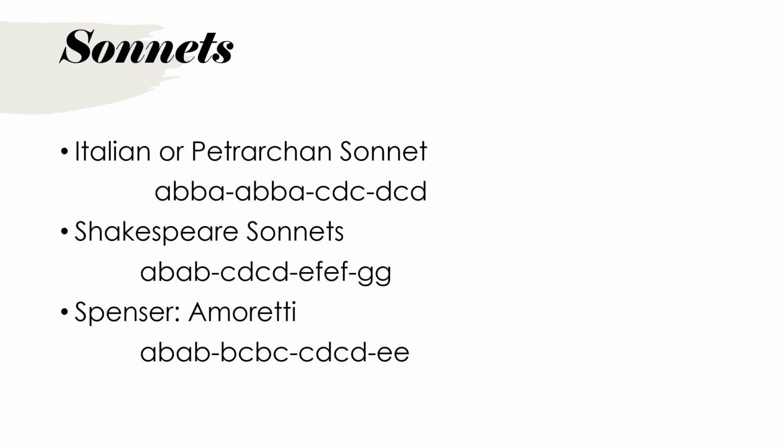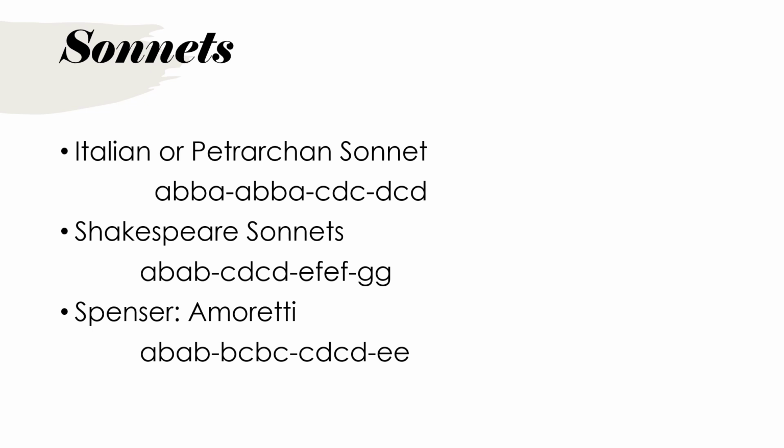Now next we have William Shakespeare's sonnets, and they are generally written in iambic pentameter, in which there are 10 syllables in each line, and the rhyme scheme is ABAB, CDCD, EFEF, GG, which is difficult to follow, and hence only Shakespeare is known to have done it.